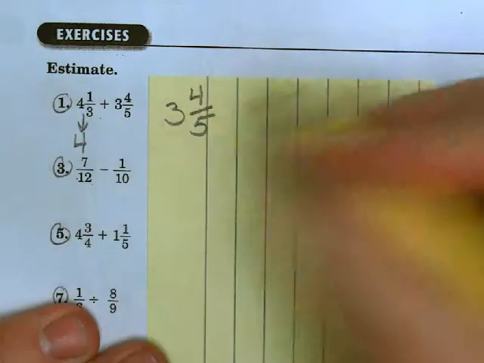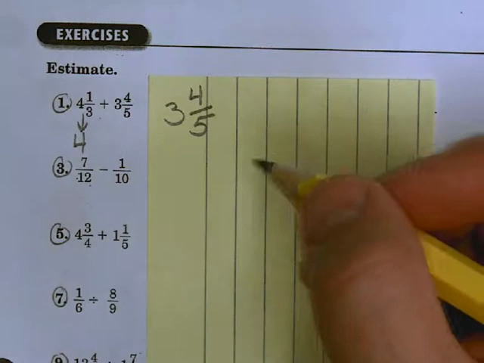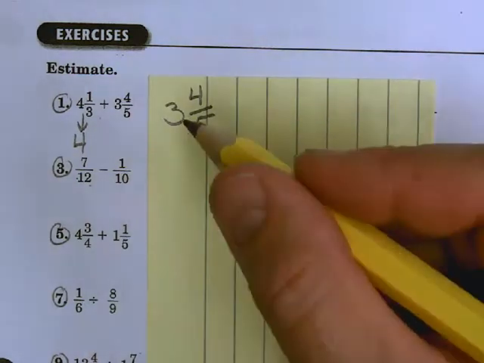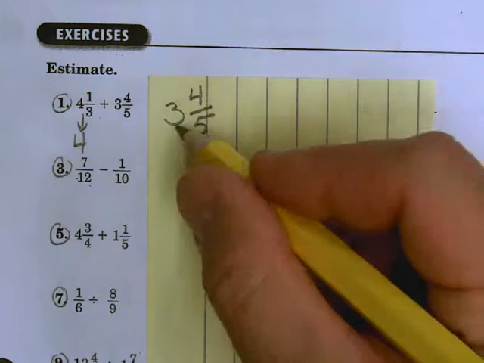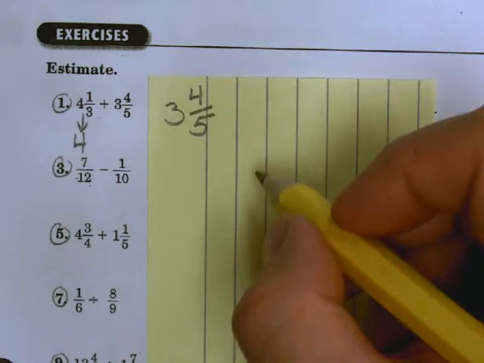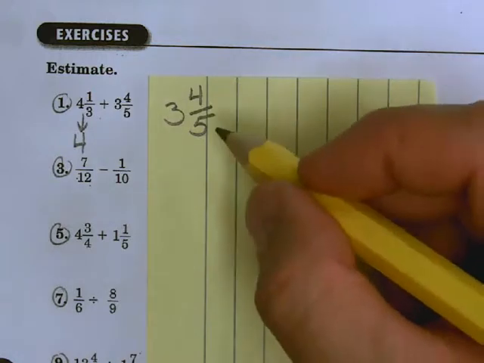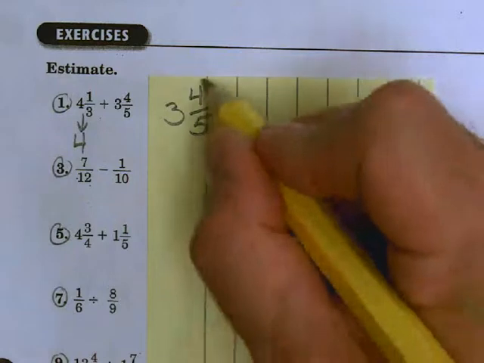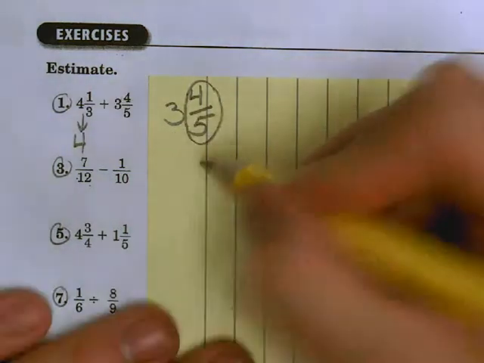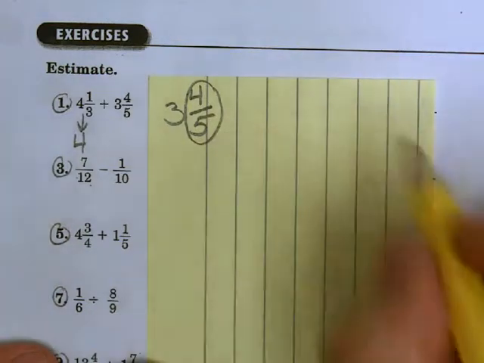Question, Crystal. When I have a mixed fraction that has a whole number like 3 and then a fraction 4/5, which one am I going to pay attention to when I estimate? 4/5, the fraction. We're not even going to think about the 3, just the 4/5. We need to know, is 4/5 closer to 0 or closer to 1? So what do we do? Someone tell me. Crystal again.